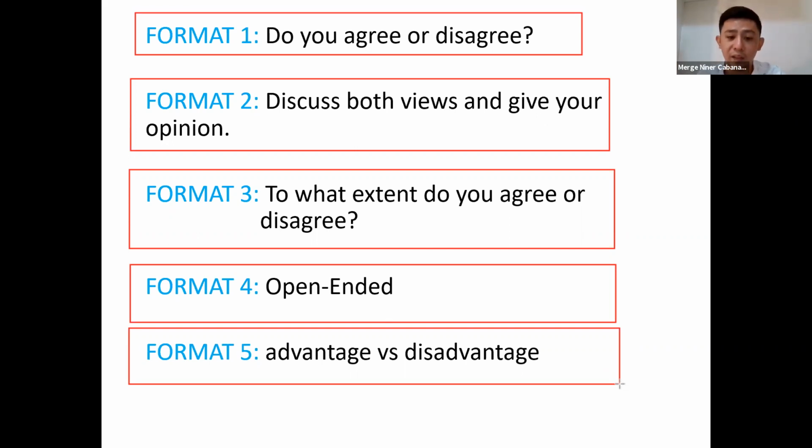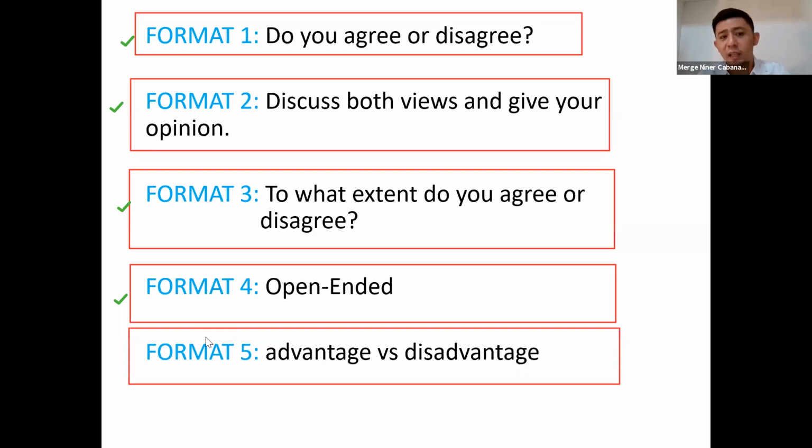Now, why am I saving advantage and disadvantage for last? Because I've mentioned that we have been through format 1, do you agree or disagree, and discuss both views. We did the open-ended already, and now we're doing the to what extent. Why am I saving advantage and disadvantage for last? We only have quite a few questions here. I think in existence, there's only 4 questions. And for all those 4 questions, I already have a sample, which was uploaded on my Facebook group. So you just have to wait for me to discuss the advantage, disadvantage lecture. Quite possibly that will be next week.